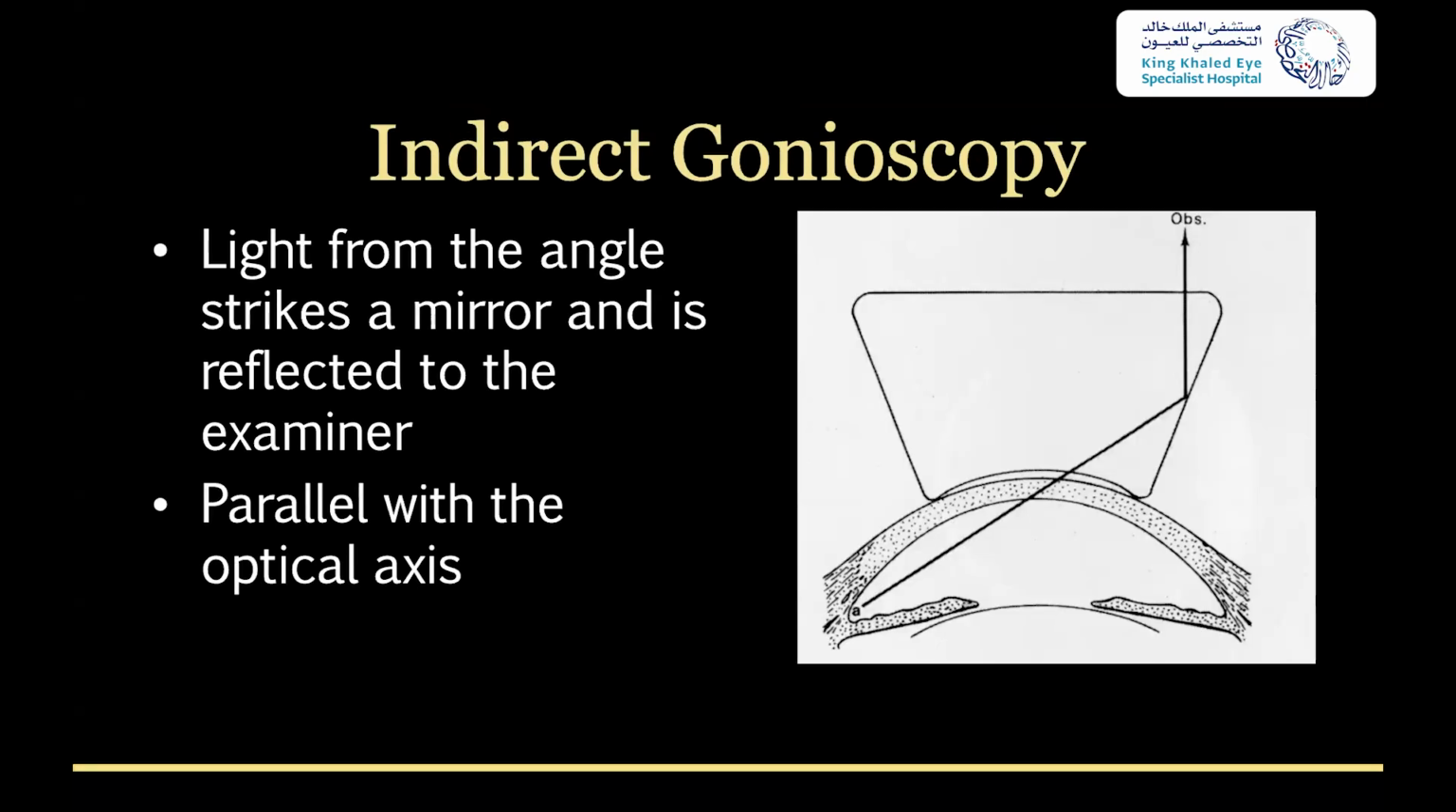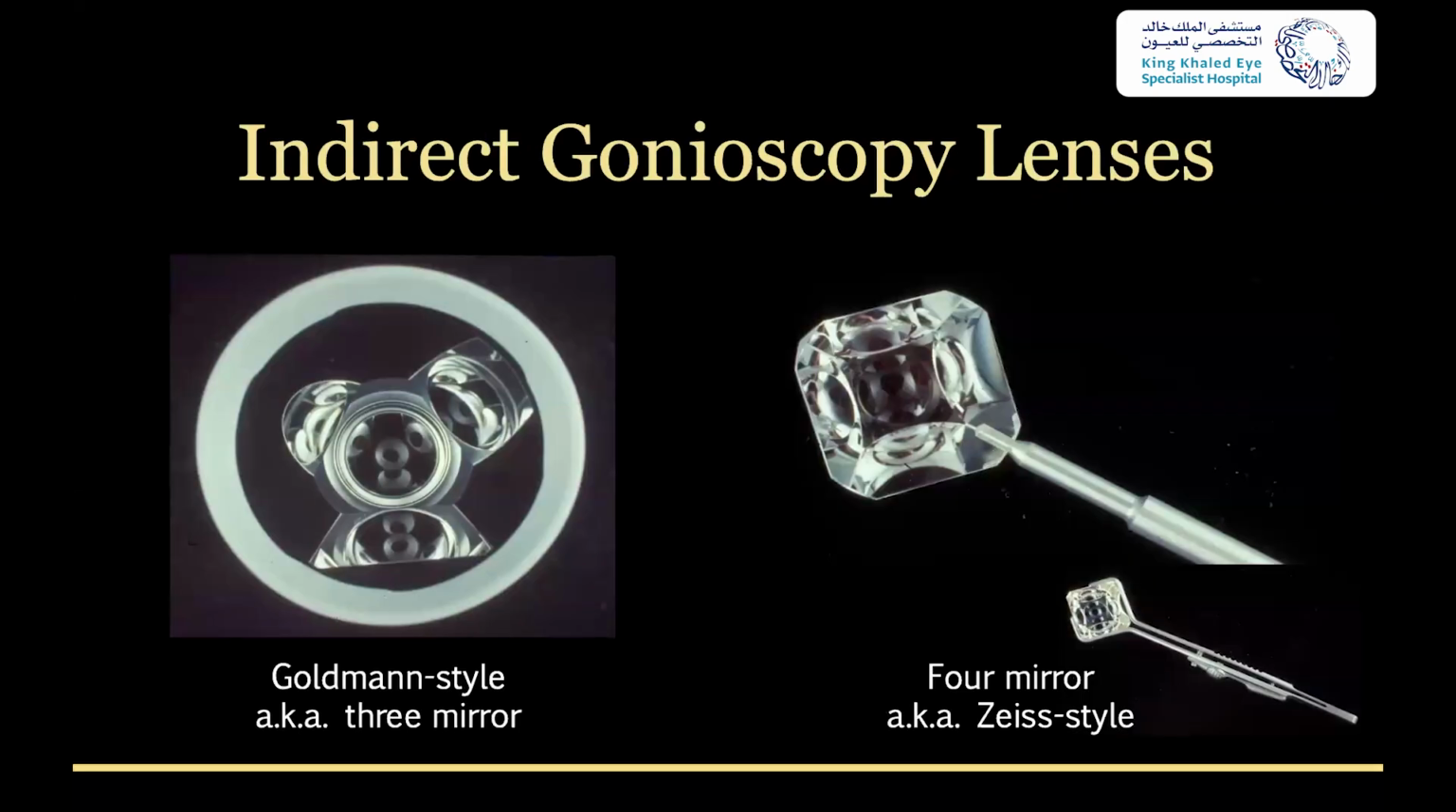So indirect gonioscopy is what we use in the clinic. Light from the angle strikes a mirror and is reflected back at you. It is parallel with the optical axis. And there are two main types of lenses, the Goldmann style 3-mirror lens and the 4-mirror lens style like the Zeiss or Posner or Sussman.